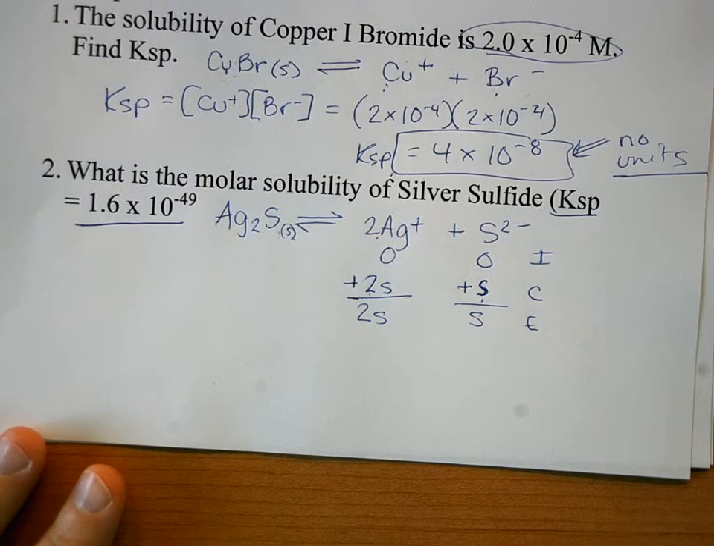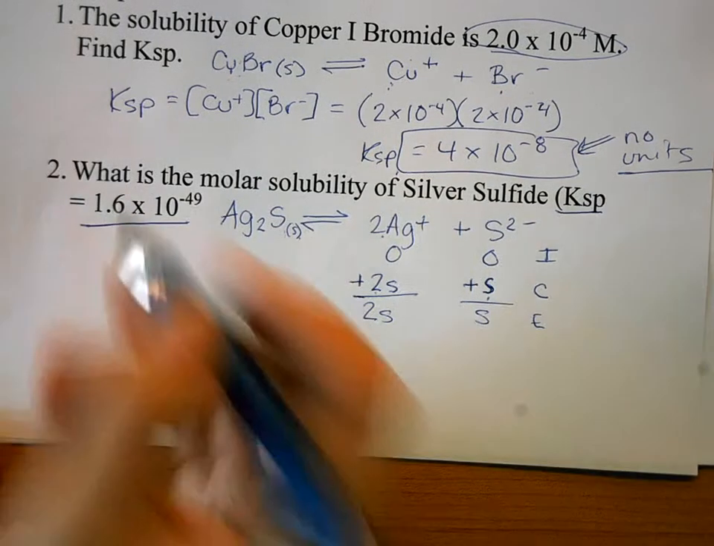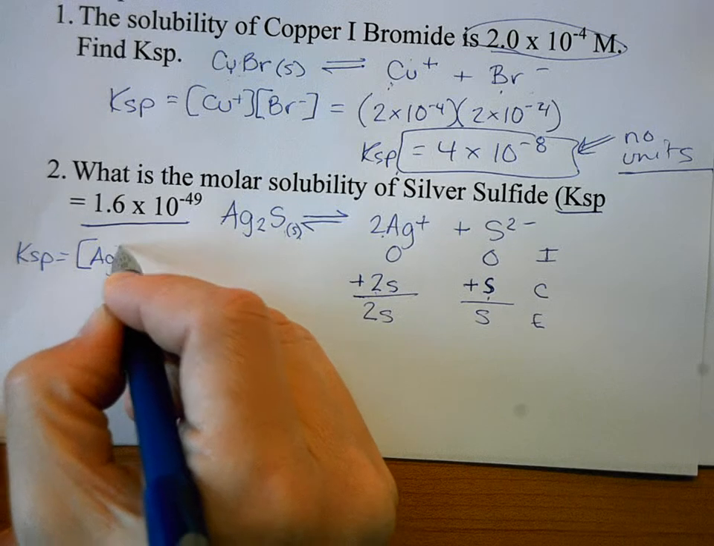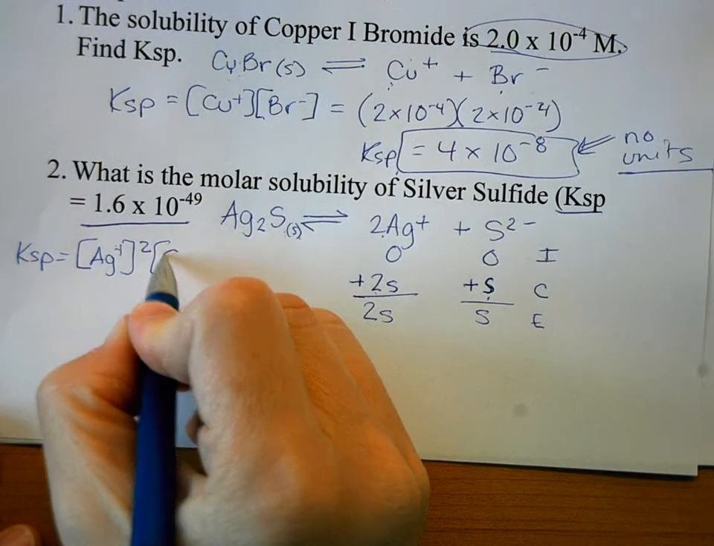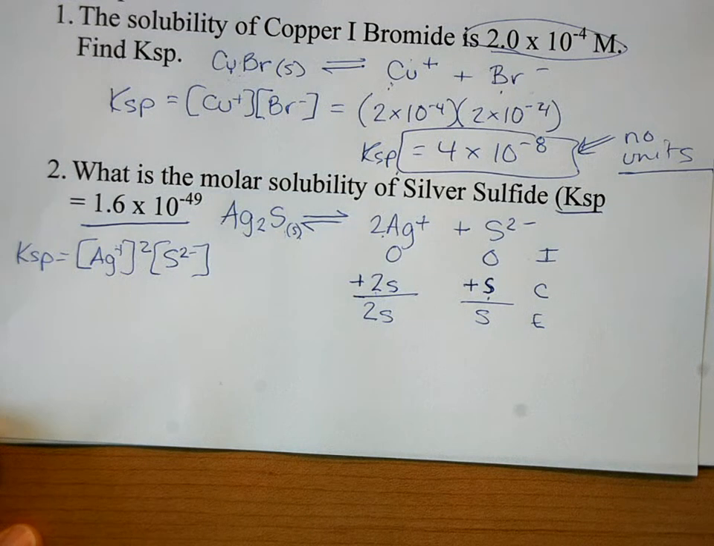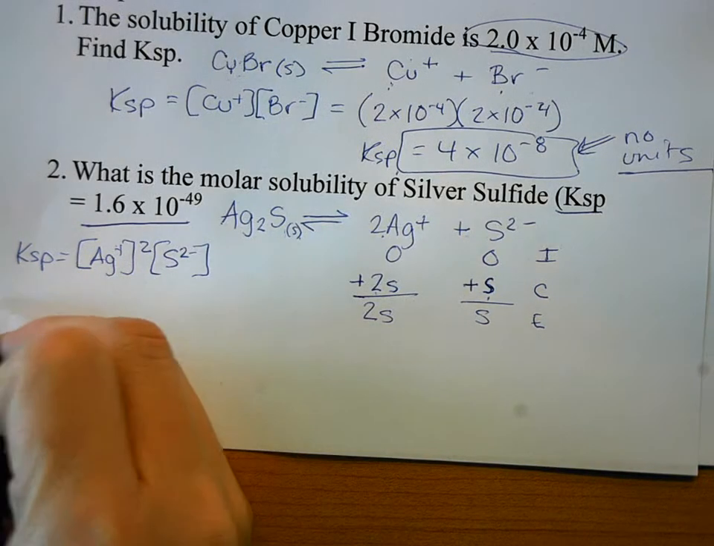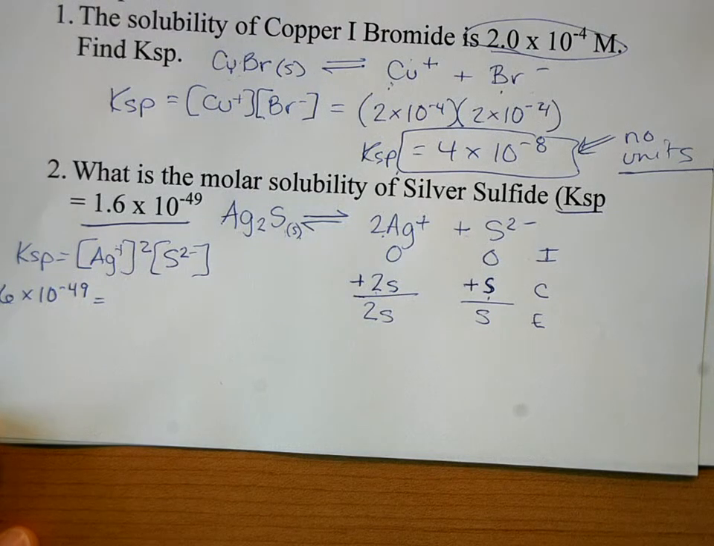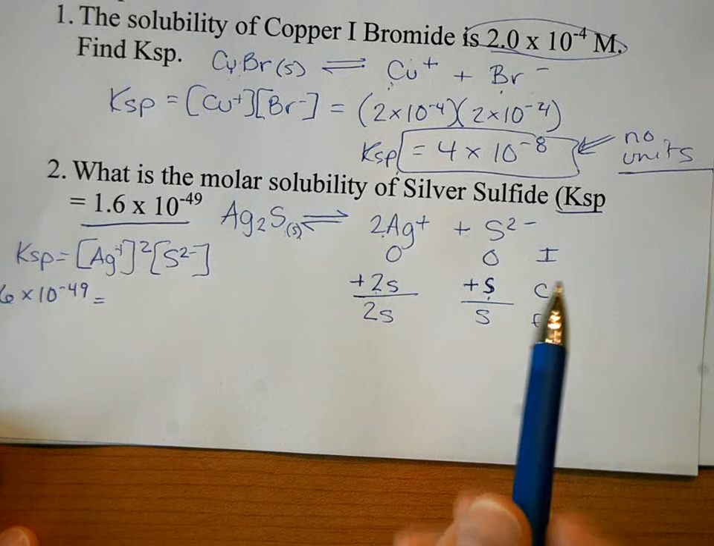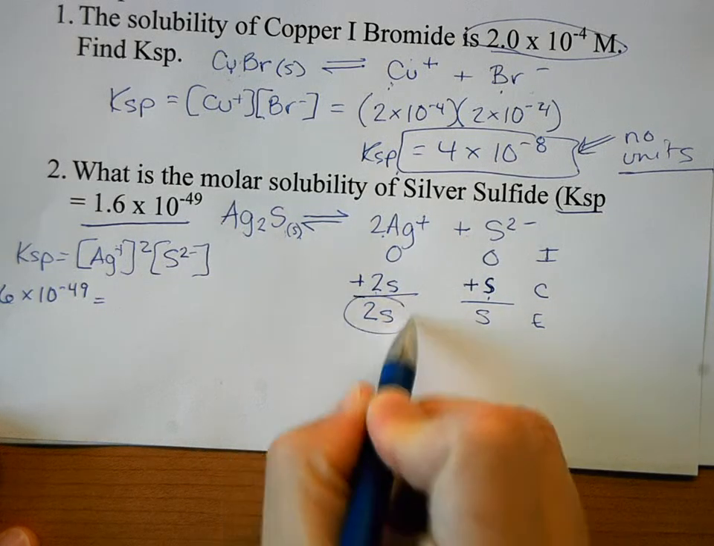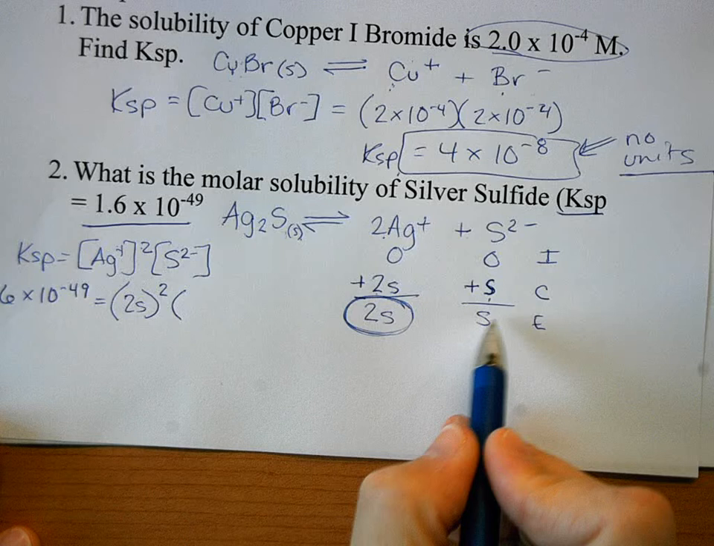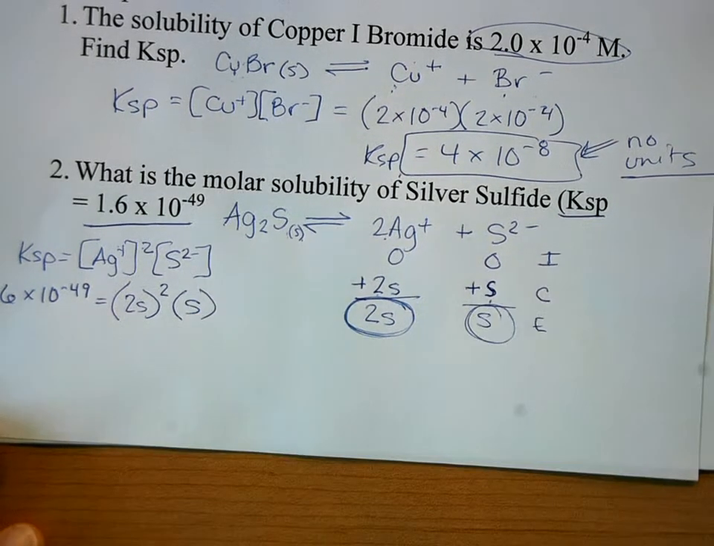So then I'm asking what's the molar solubility. Now I'm going to write my expression for Ksp equal to my silver concentration squared, times my sulfide ion concentration. No exponent there because the coefficient is 1. So now I plug in my Ksp, 1.6 times 10 to the negative 49. That's a really small number. It just means that it doesn't dissociate very much, not very much of this dissolves. Now my concentration of silver ions is 2S, so I'm going to do 2S, and that gets squared. My concentration of sulfide ions is S. That goes in there.